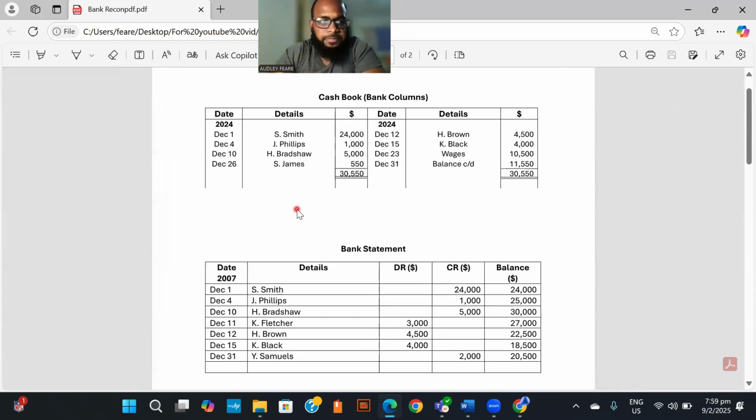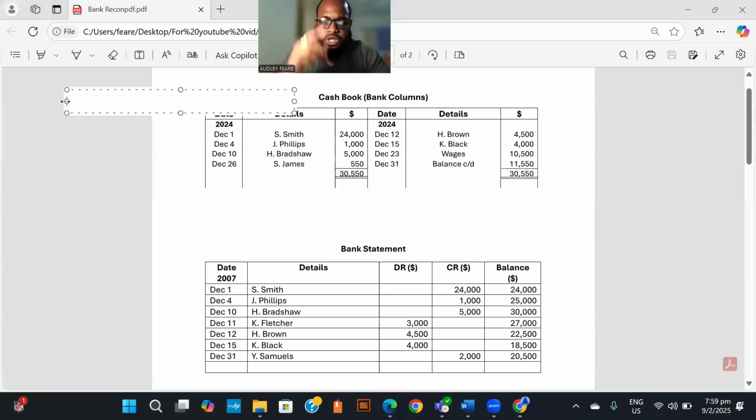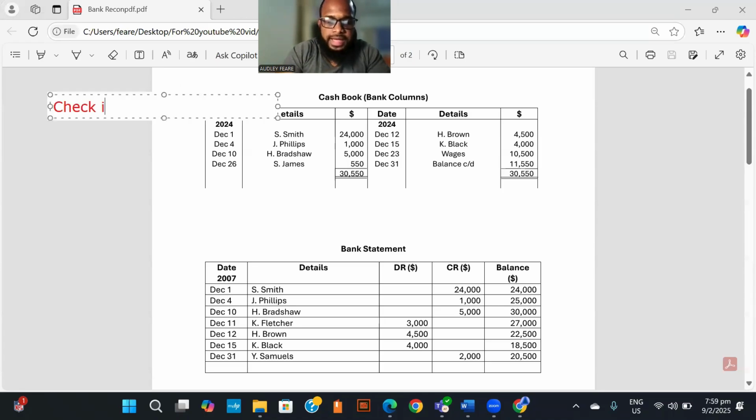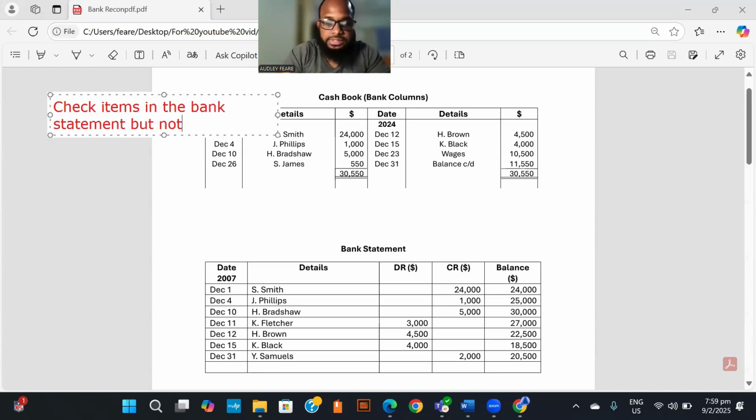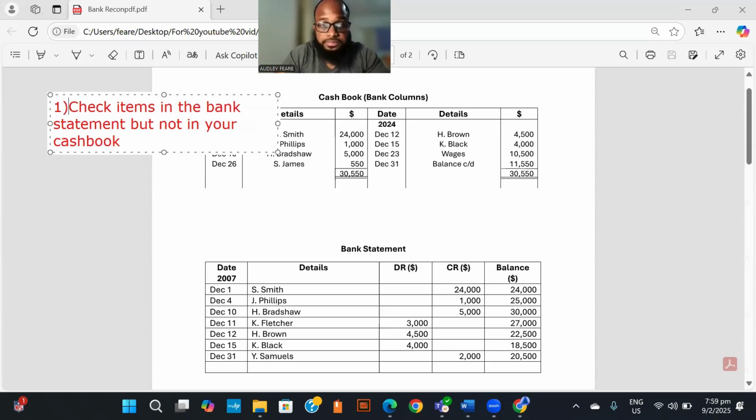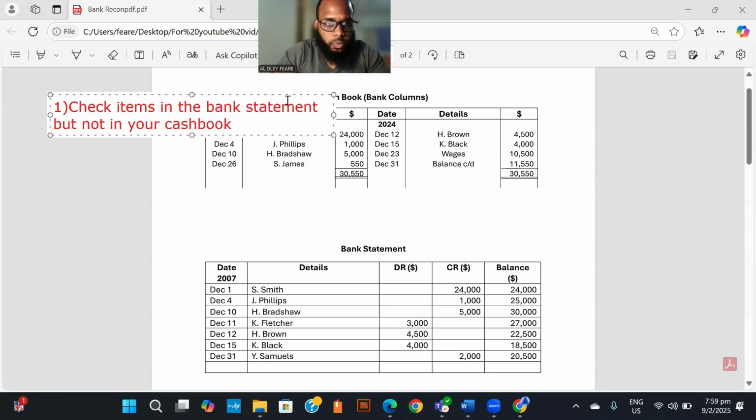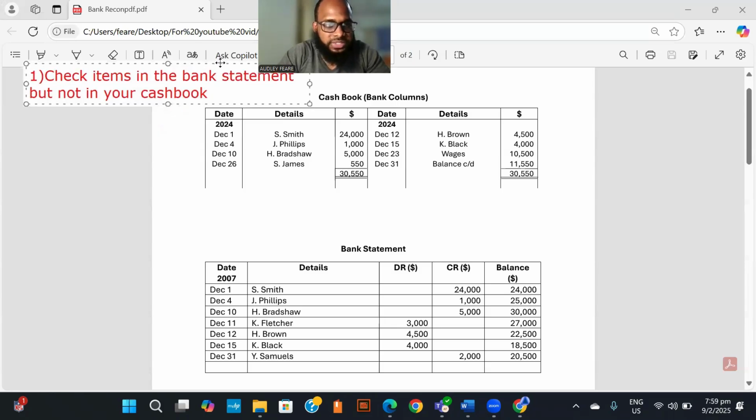The first step in doing the bank reconciliation statement is you're going to check items in the bank statement but not in your cash book. So that is going to be your step one. So we're going to look at that now. What is in our bank statement but not in our cash book? So let's go.